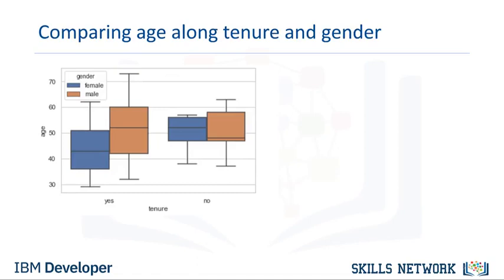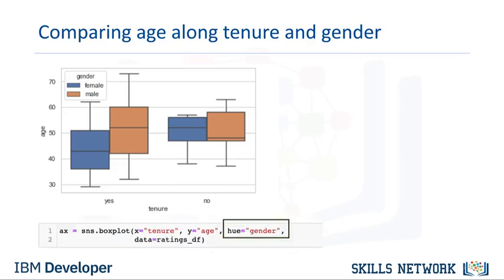We can also add another dimension. Here we will add tenure, so those who are tenured are plotted on the right, and those who are not tenured are plotted on the left. And the blue color represents the female instructors, and the orange color represents the male instructors. We can see the differences between male and female instructors. Male tenured instructors are older than male untenured instructors, whereas female tenured instructors are younger than female untenured instructors. To do this in Python, add the hue argument to the box plot function.